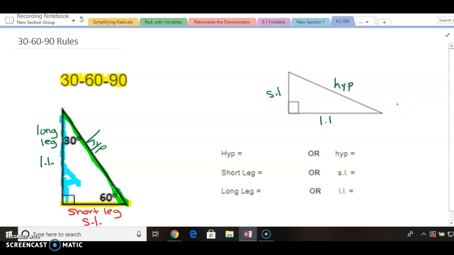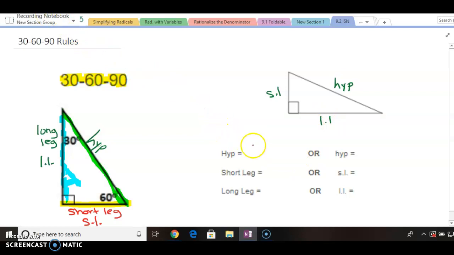Okay, so we're going to have two different equations for each. So we're going to have how you find the hypotenuse if you have the short leg, and then how you find the hypotenuse if you have the long leg. Okay, and then the same thing with short leg, same thing with long leg. Depending on what you have depends on which one of these you use.